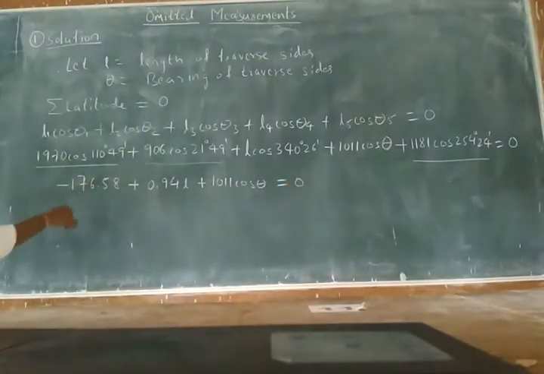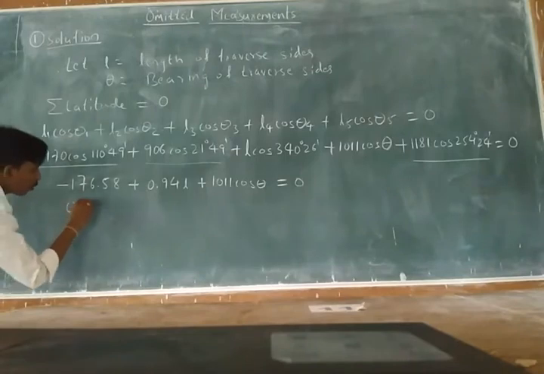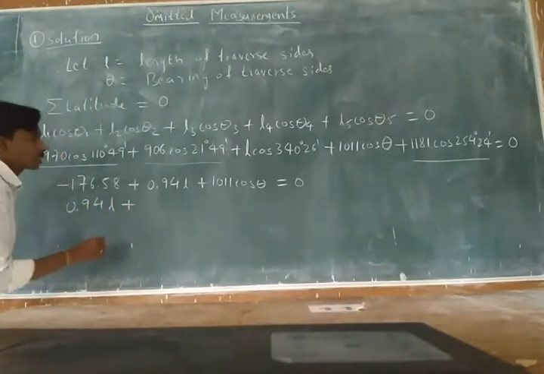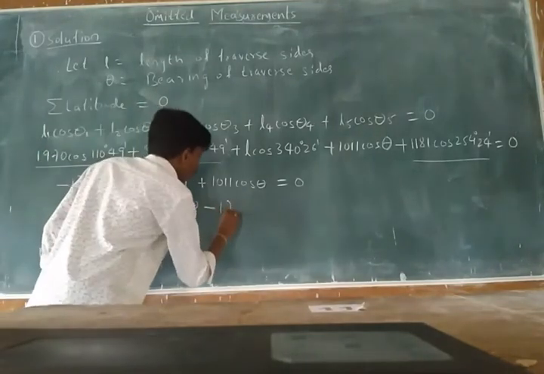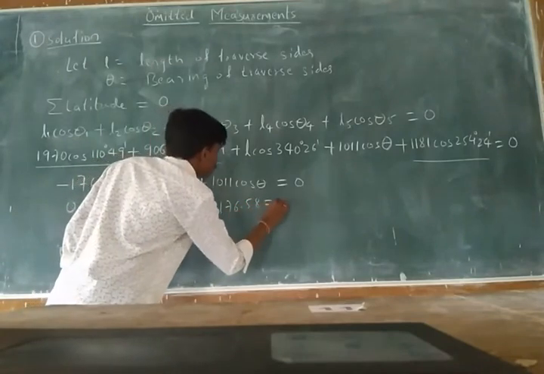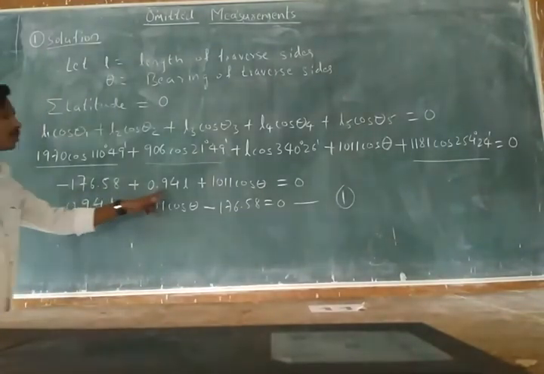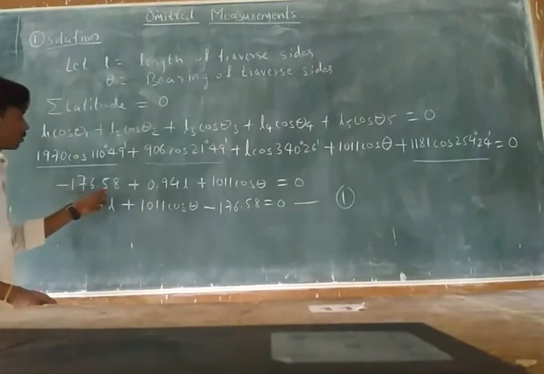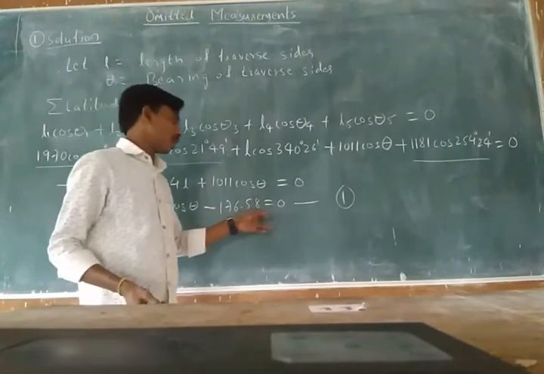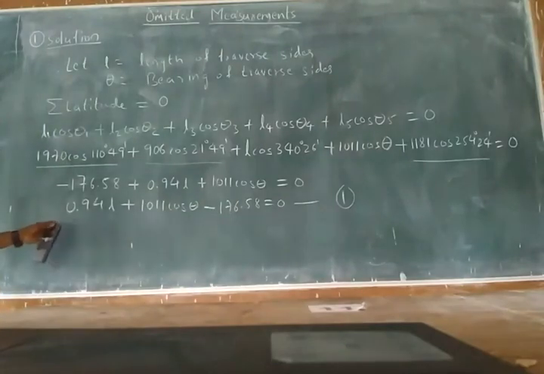Now this can be arranged in a different manner. So that will become 0.94 L plus 1011 cos theta minus 176.58, that is equal to 0. This will become equation 1. So I am just rearranging the substitutions here. I have written the minus 176.58 at the last of the equation. So this will be the first equation.